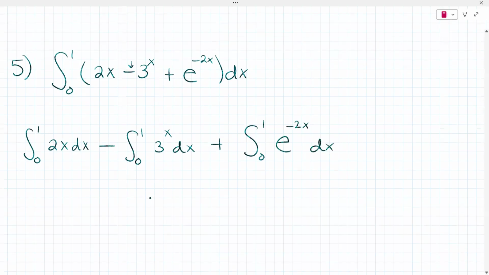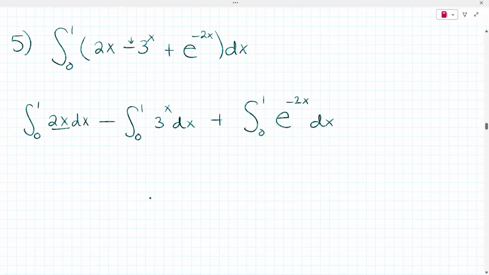Okay, so we know the integration of 2x is just 2x. You could take the 2 in front if you want to, but I'm just going to bring it down. I know the integration rule is old power plus 1 divided by that new power. So 1 plus 1 divided by, what's 1 plus 1, 2.